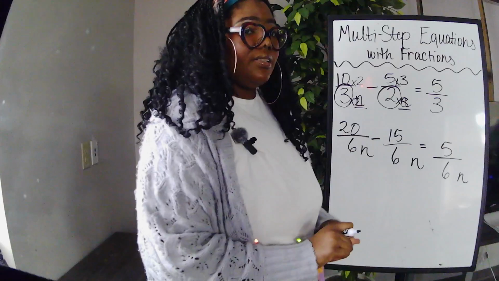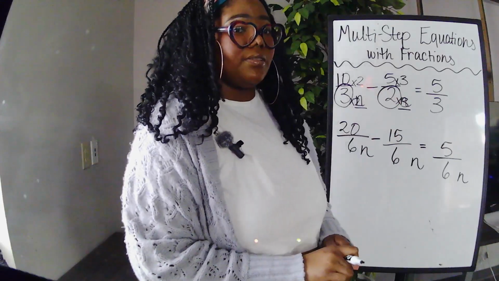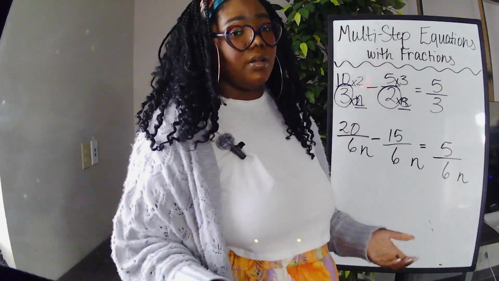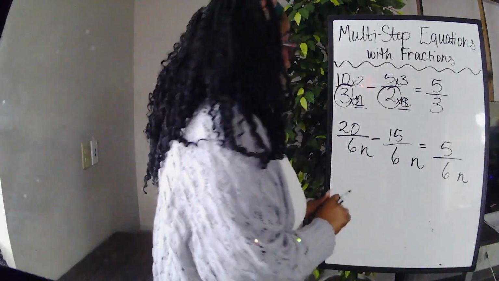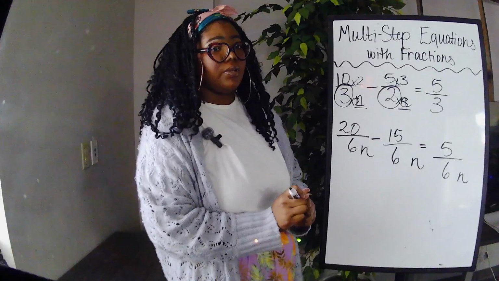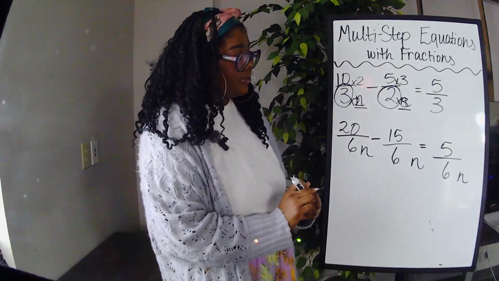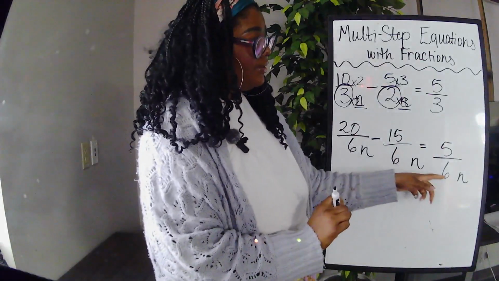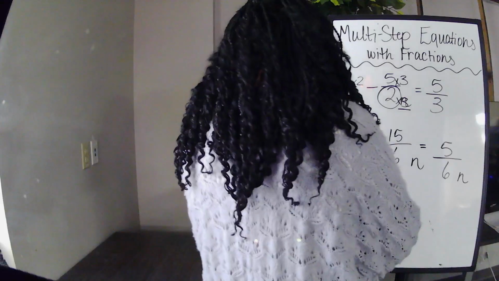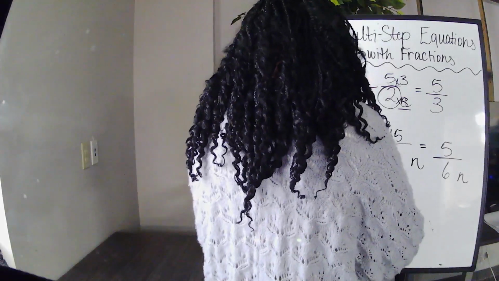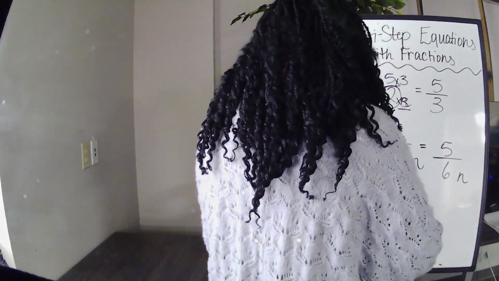Now, you may notice that I still did not use my 5/3, or aka 5 over 3. I did not use my 5/3 yet. So what I want to do is bring down what I did not use yet, but you're going to also see me write 5/6 next to it. So if I rewrite it, I have 5 over 6n is equal to 5 over 3.